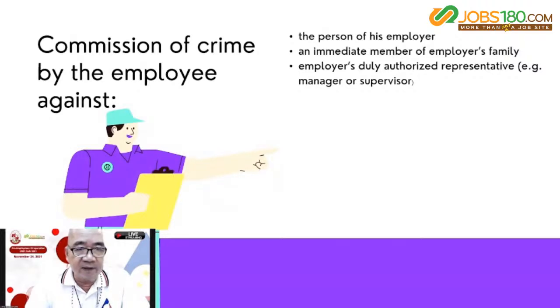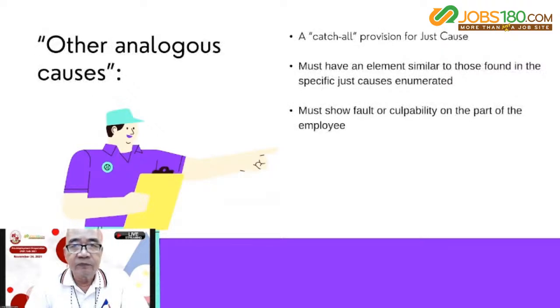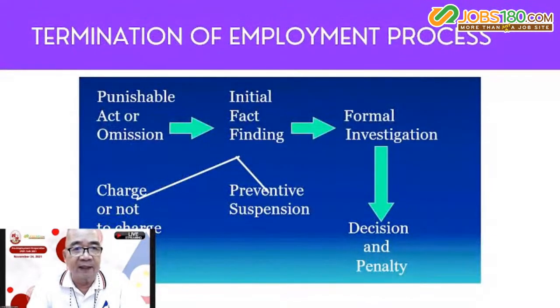So, commission of crime by the employee against, it might be the person of his employer, an immediate member of your employer's family, employer's duly authorized representative, and manager or supervisor. So, other analogous causes, it is the catch-all provision for just causes. Yan po yung mga pinagsama-sama na. So, it must have an eminence similar to those found in the specific just causes enumerated, must show fault or culpability on the part of the employee. Napatunayan na lang. Now, we go to determination of employment process.